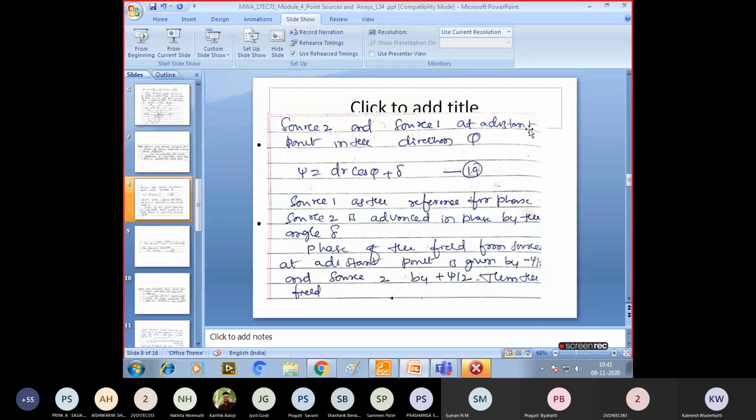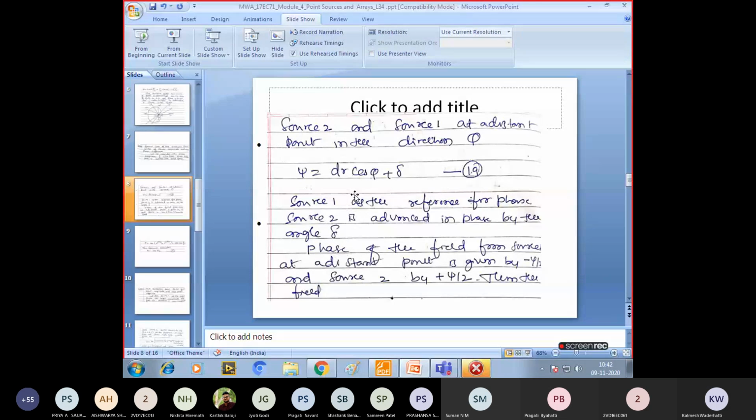Source 2 and source 1 at a distance point in the direction phi. Therefore, the psi we are considering is dr cos phi plus delta. Delta is any phase difference and psi is the total phase difference from source 1 to source 2. Therefore, source 1 is the reference for the phase. Source 2 is advanced in phase by the angle delta. Understand here, source 2 is advanced by the angle delta. Source 1 is the reference. There is no phase. Source 2 has the phase delta.